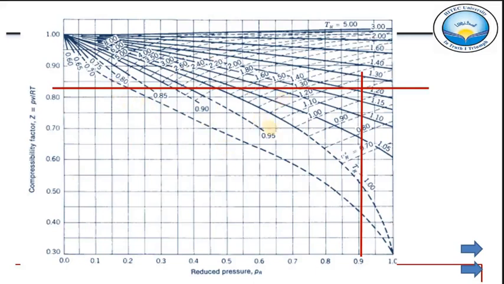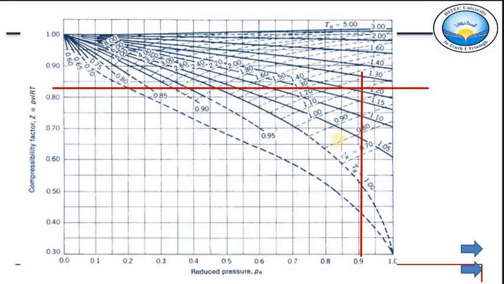Here are the TR lines. So this is TR of 1. This whole line represents TR of 1. And this line represents TR of 1.05. So 1.04 will be somewhere here, going like this one. So TR line is located.